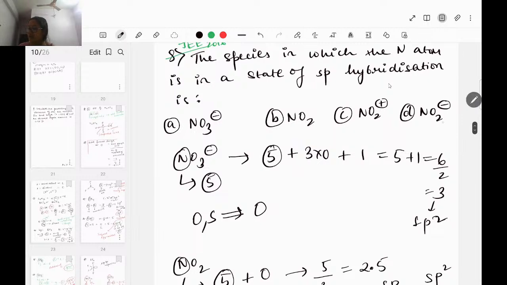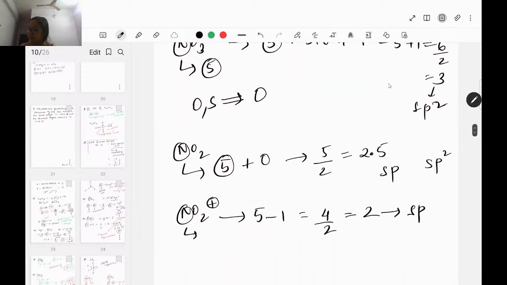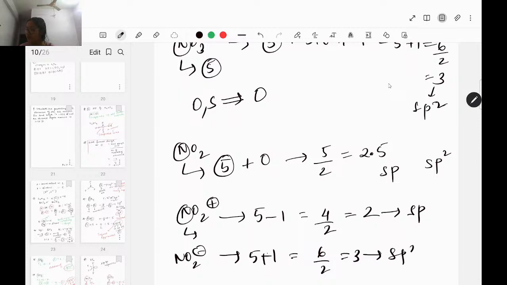If you want to find out the answer for NO2 minus, let us find out. In NO2 minus, nitrogen is the central atom, 5. The oxygens don't give any contribution, so only the charge has a contribution. So minus 1, sorry, plus 1 because it is a negative charge. 6 by 2, which is 3. 3 is sp2.